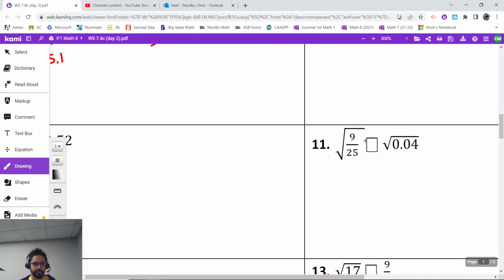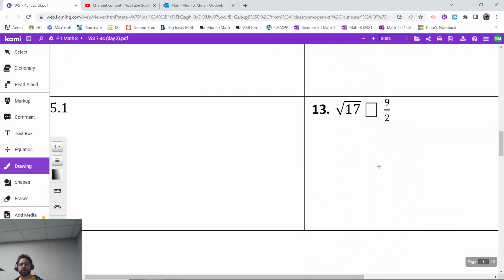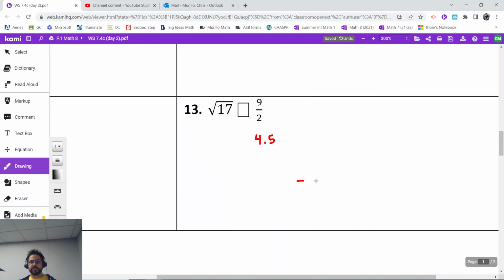This one right here, a little bit more basic without having to do the approximation. This one right here, well, I think this is a good one. Let's do this one real quick. I know that 9 divided by 2 is 4.5. But I don't know the square root of 17 off the top of my head. So let's go ahead and find it here.